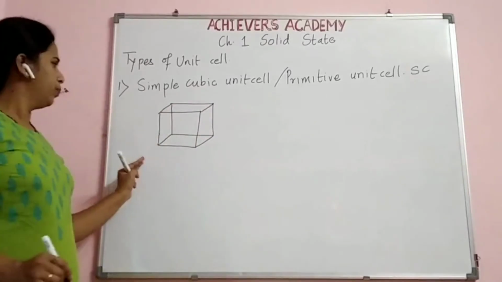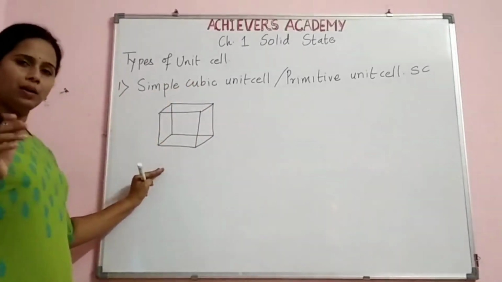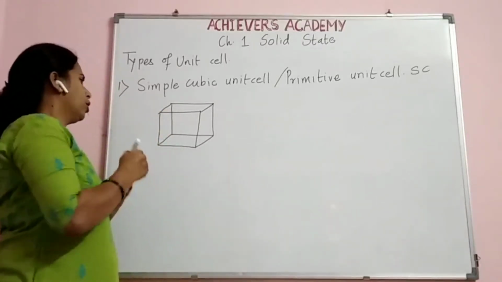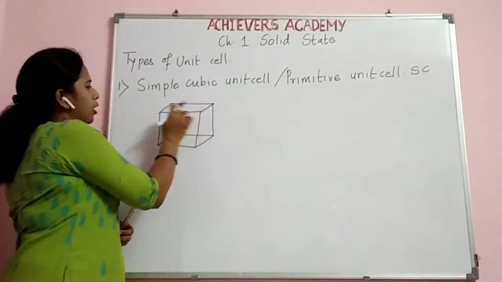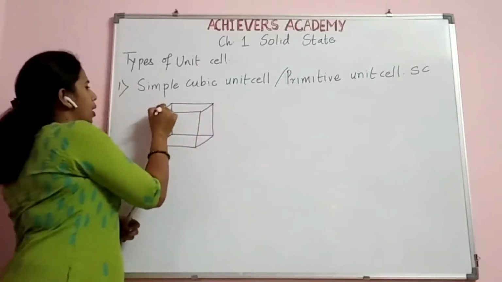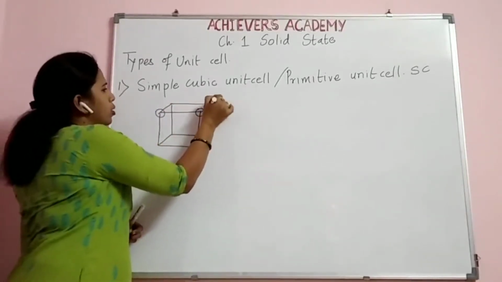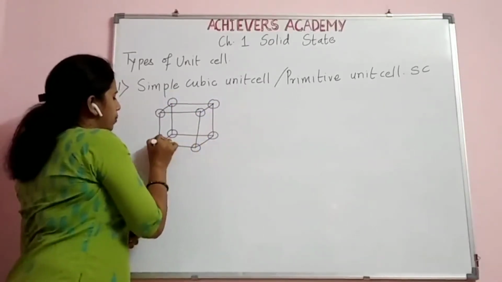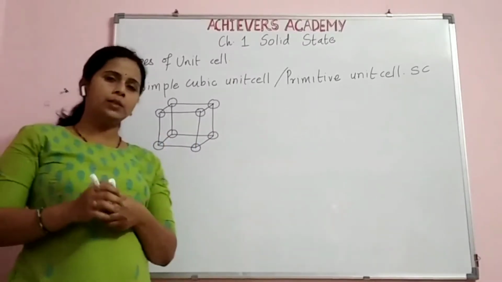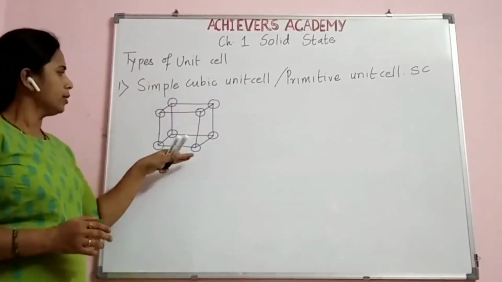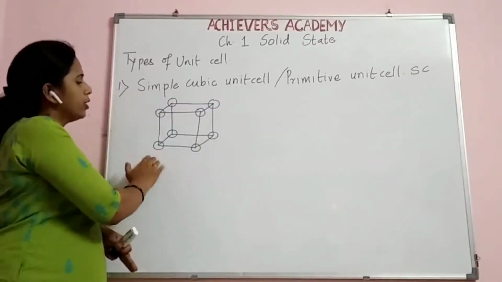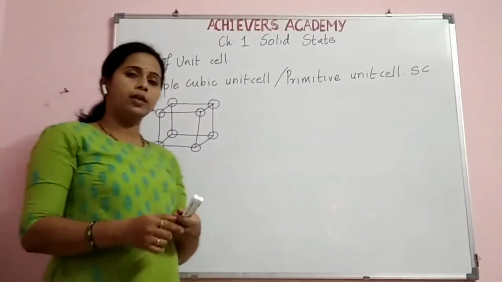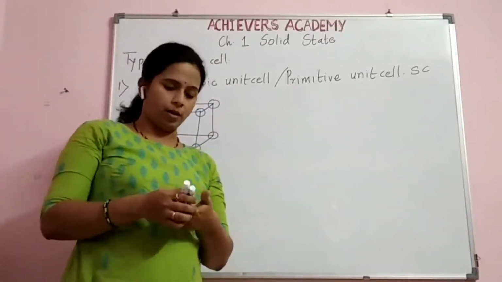So in this cube, in the simple cubic unit cell, the particles are present at 8 corners of the unit cell. As we can see, there are 1, 2, 3, 4, 5, 6, 7, 8 corners. So we are showing these particles at 8 corners. Now students, in this way the simple cubic unit cell contains 8 particles at 8 corners. The further part which we are going to study is how to calculate the number of particles.